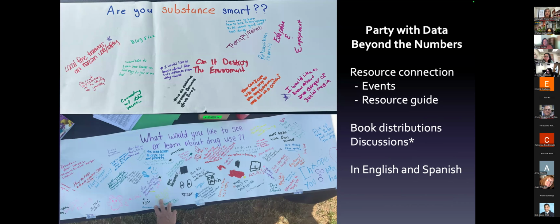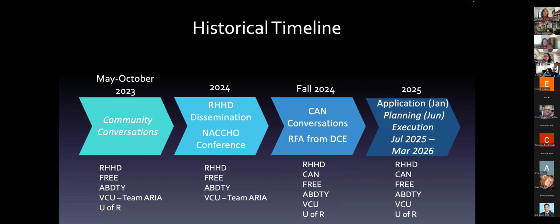Especially at the very big events, because RPS, for example, invited us to their summer fest, and that is a wide ranging group of people. So we would also have these Party with Data tables in English and in Spanish. You will see that there's a little bit of feedback in Spanish. And we also offered books, either bilingual or Spanish only, as well as in English. So we were prepping because we knew that we wanted to be responsive to community feedback.